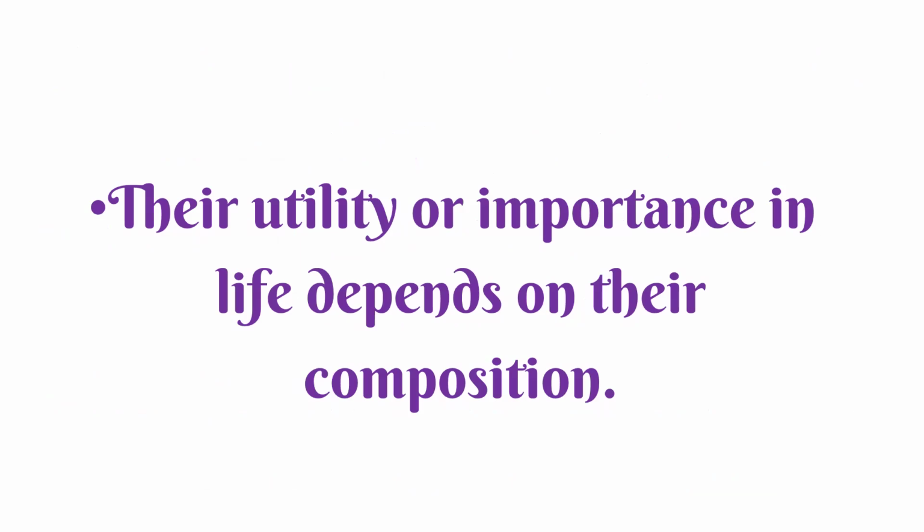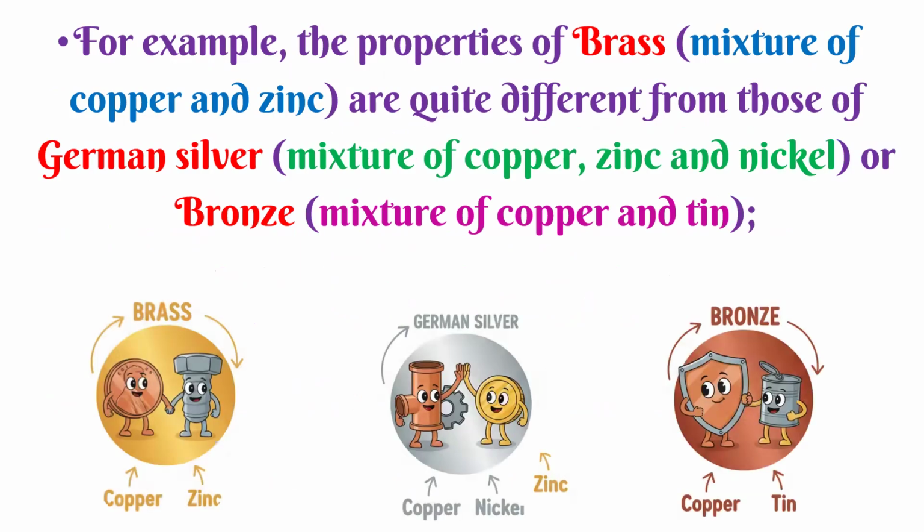Their utility or importance in life depends on their composition. For example, the property of brass. Brass is a mixture of copper and zinc. German silver is copper, zinc plus nickel. Bronze is copper and tin. All these are alloys of copper, but brass is quite different from German silver or bronze, even though each of them has copper as the main ingredient and also some other components, right? Because of that, they have different properties.